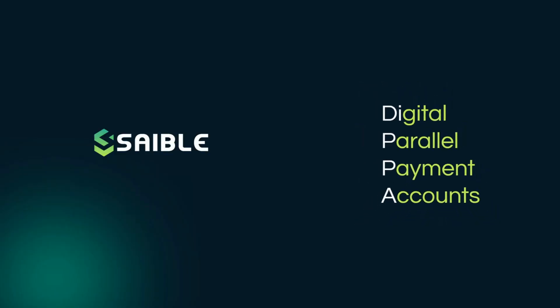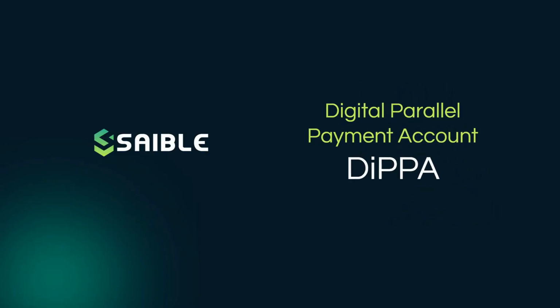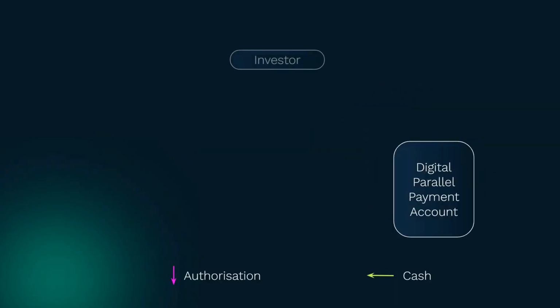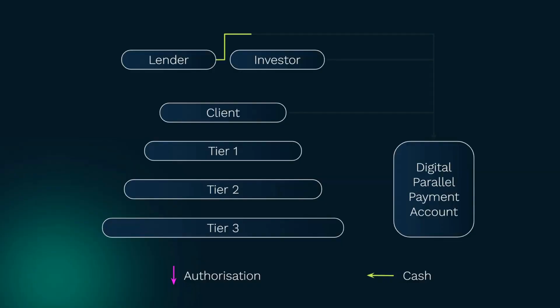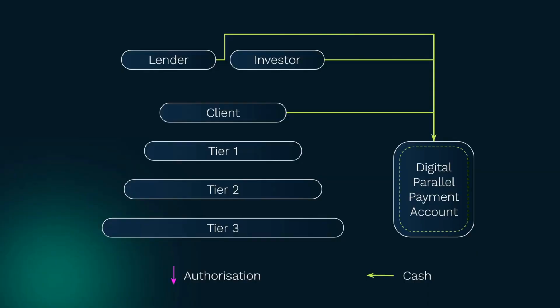Saible's digital parallel payment accounts, DiPPAs for short, secure project payments and protect the entire supply chain, from investors, lenders and clients, through to contractors and suppliers. With Saible, valuation, certification and drawdown processes continue as normal, and the agreed amounts are paid into the project's bank account by clients, investors and lenders, to be held ring-fenced and safe in trust.